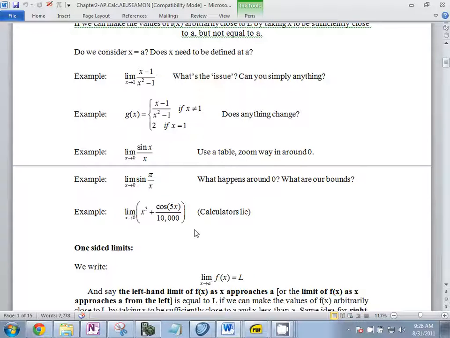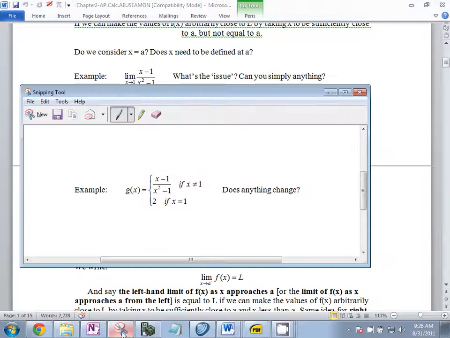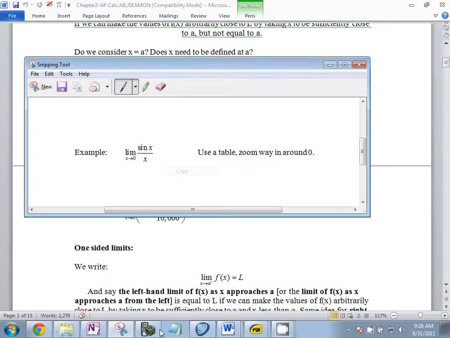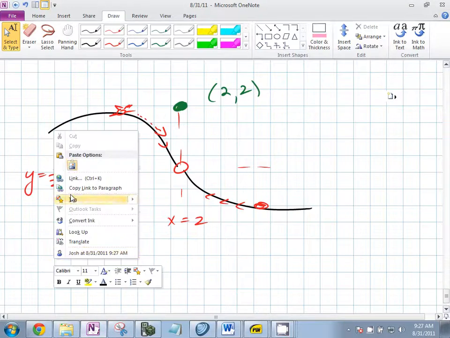Okay, we're going to do a few more of these. They get nasty. So this one right here. On this one, can you simplify it? Is there any factoring you can do? No. That equals 1. Yeah, that equals 1.